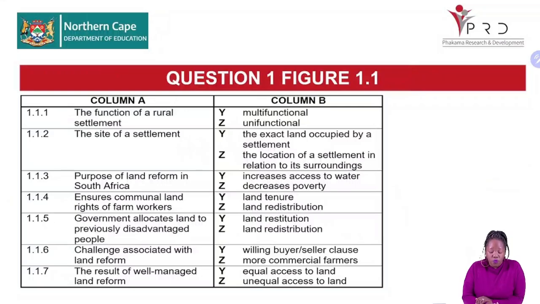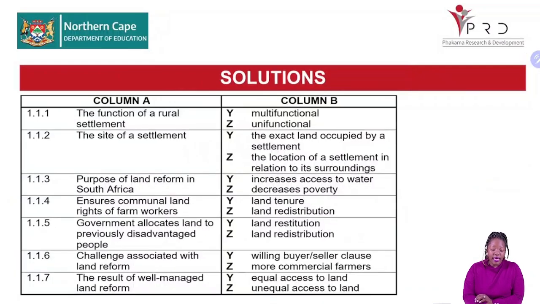With the hope that we are all done. So looking at our first question, the function of a rural settlement. The key there is the rural settlement. Remember, in the rural settlement, we said they are only focusing on one function, and multifunctional means they are doing more than one function. So the correct answer will be Z, where we are saying they are unifunctional. Why? Because they are only focusing on the primary activity.